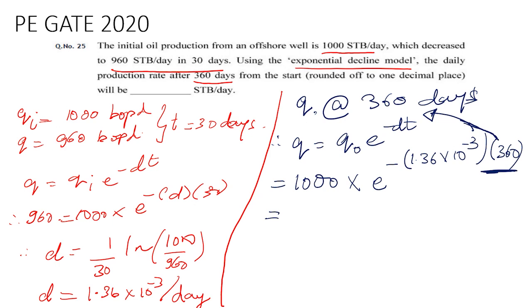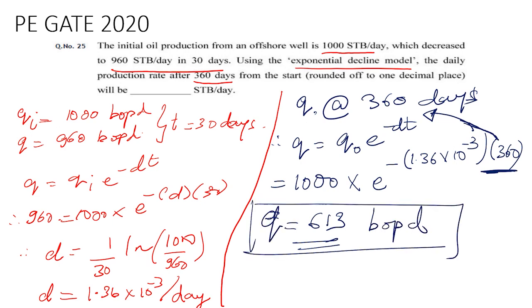And if we solve this particular question, the answer would be around Q is equal to 613 barrels of oil per day. This would be my oil rate at the 360th day.